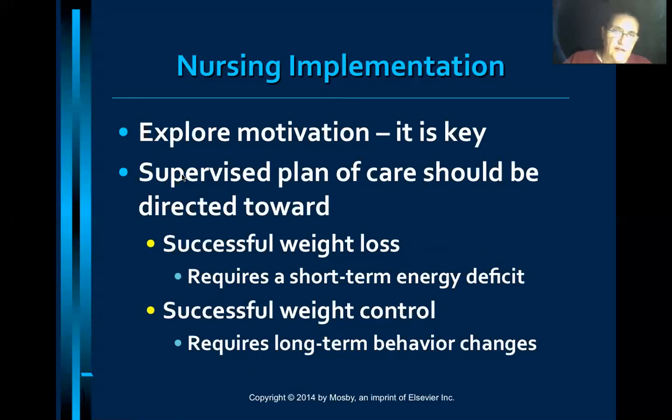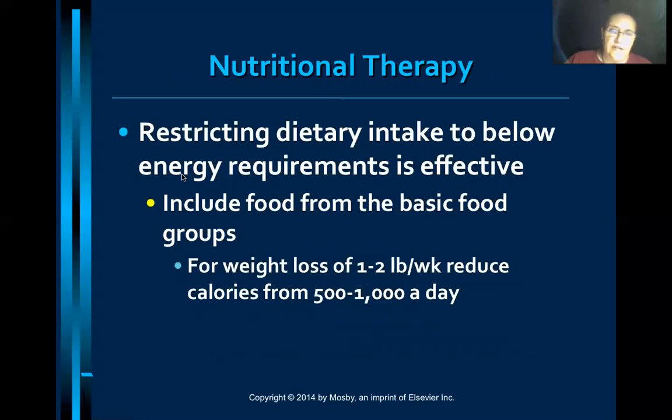We like to see a supervised plan of care, and successful weight loss requires short-term energy deficit, and then long-term behavior changes. Restricting dietary intake to below energy requirements is effective, and this includes food from the basic food groups for a weight loss of 1 to 2 pounds a week. Reduce calories by 500 to 1,000 calories a day.